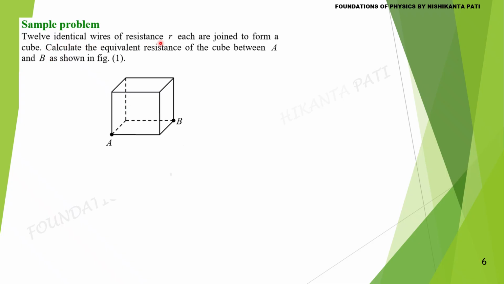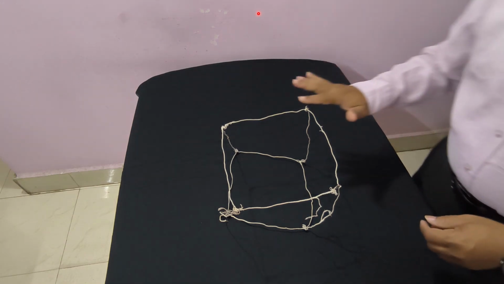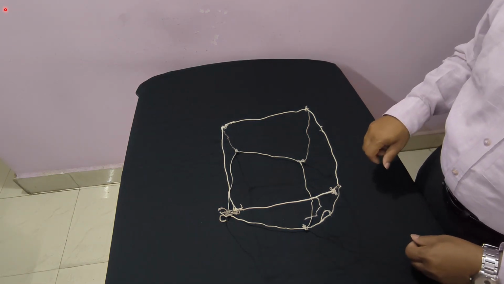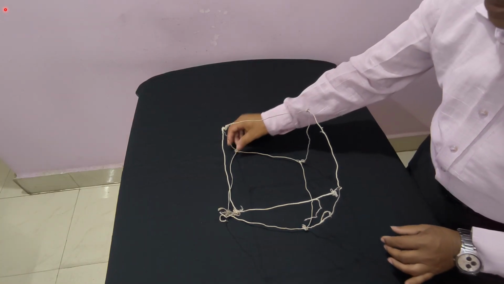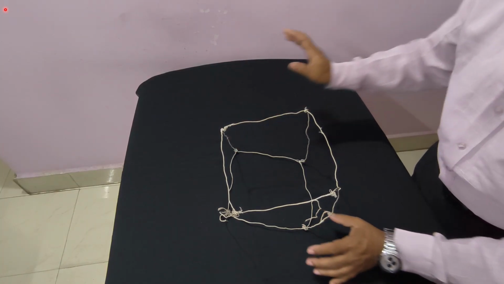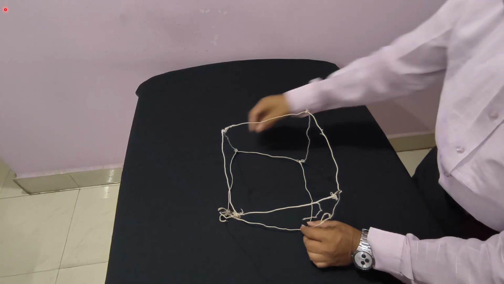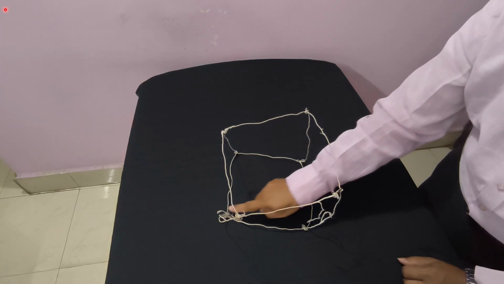12 identical wires of resistance R are connected in this way. We have to find the equivalent resistance between A and B. Of the cube, each side is of resistance R. Let us find the effective resistance between A and B. This is A point, this is B point. If a battery is connected between A and B, then the potential of this point and this point are same.